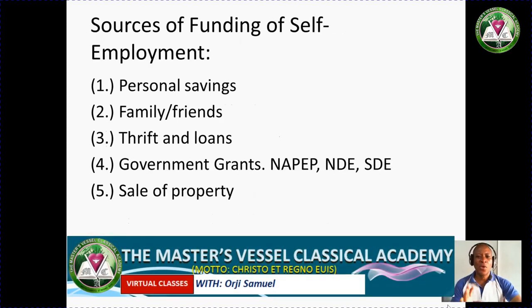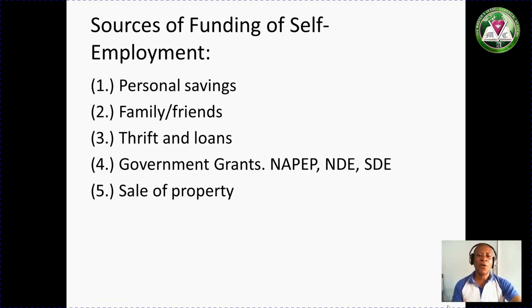Now let us quickly go to another subject, and that is sources of funding of self-employment. By sources of funding of self-employment, we are looking at areas or avenues that one can go to get money to finance himself to start up something to be self-employed. One of those avenues or sources include personal savings.